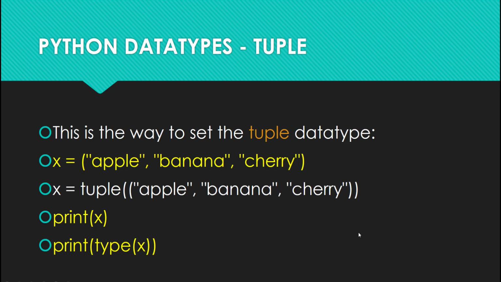So we also have the tuple data type, and it's a bit different from list because it doesn't use square brackets, it uses the round normal brackets, and you can put in values within the brackets. And another way to express that is using the tuple function and putting the values in there to assign it to x. So let's run it and see.